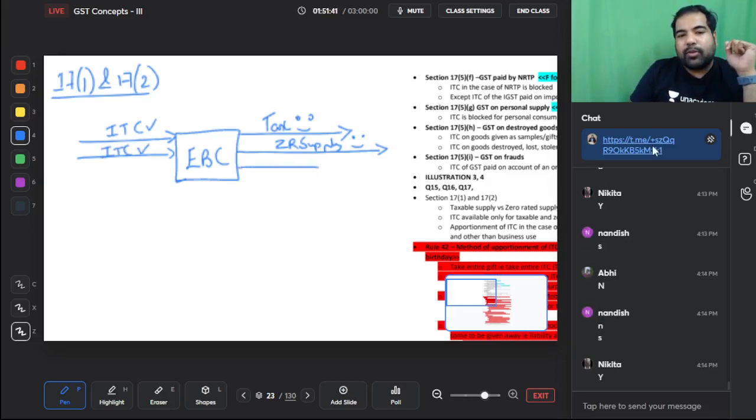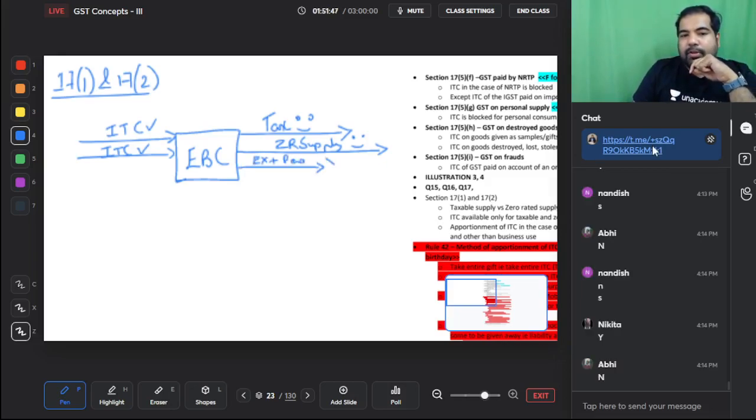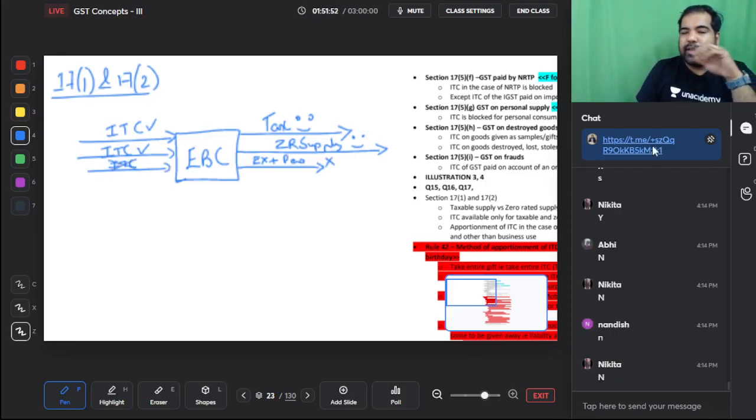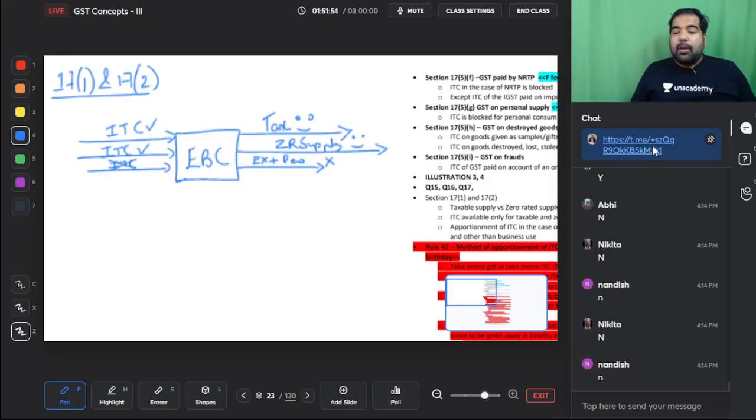But guys, what if you're making some exempt supply or some personal supply? Is the government happy? No. So will they give you credit? No. Which is very simple. But guys, what if there is one input which is being commonly used for all?